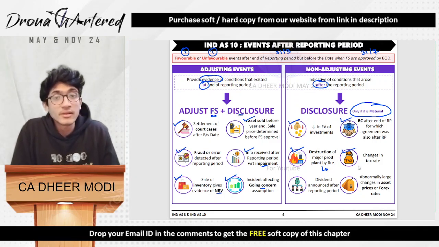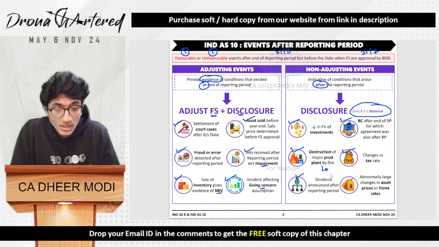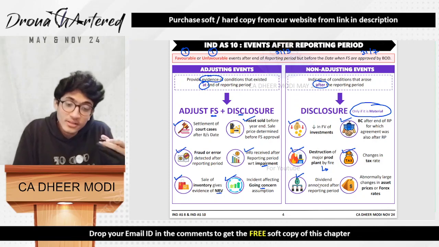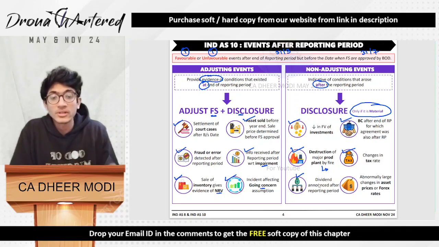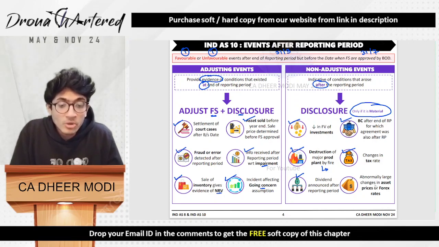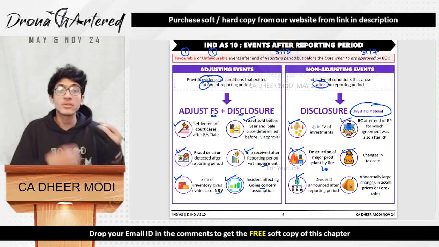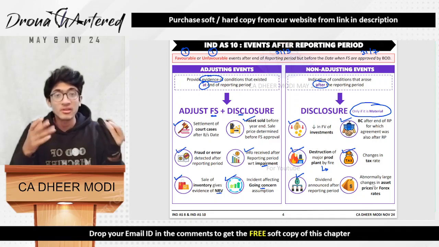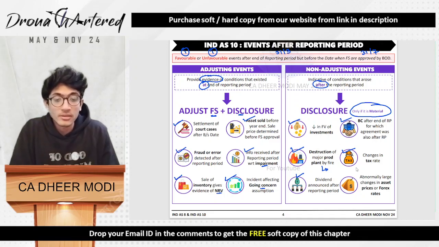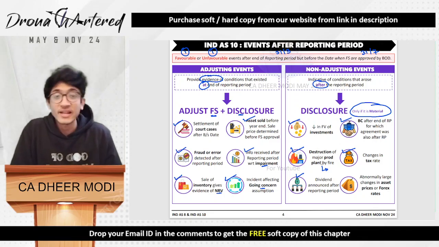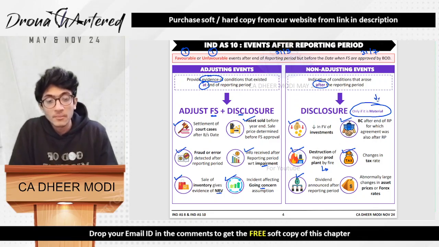Next is any changes in tax rate. Any dividend announced after the reporting period will be a non-adjusting event. Any abnormally large changes in asset prices or foreign exchange rates. If you have foreign operations, or any of your receivables or payables are in foreign currency, and that rate has changed significantly, then it can be a non-adjusting event that requires disclosure, provided it is material.